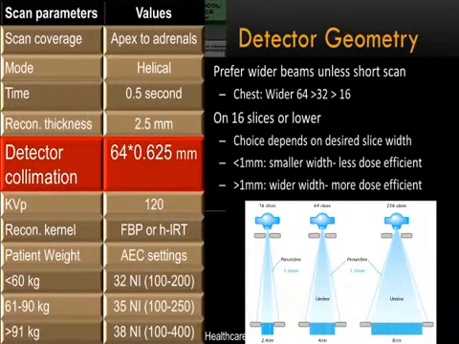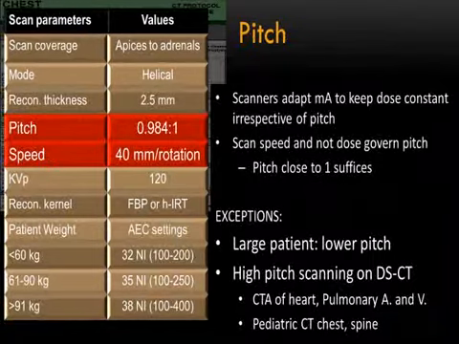Because you're scanning over a smaller area, you'll have less of the overbeaming, and therefore the dose would be lower. Right? But in chest, generally, wider is better. Okay? So you would be using a wider beam.